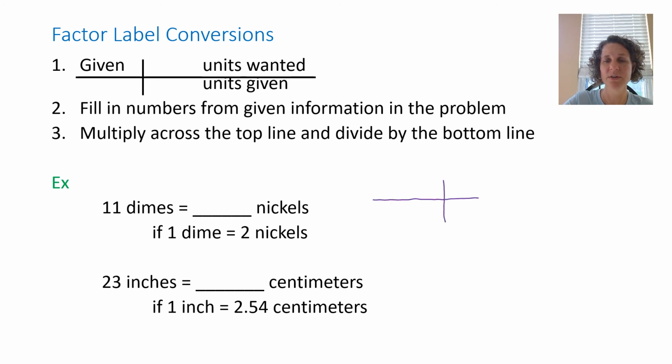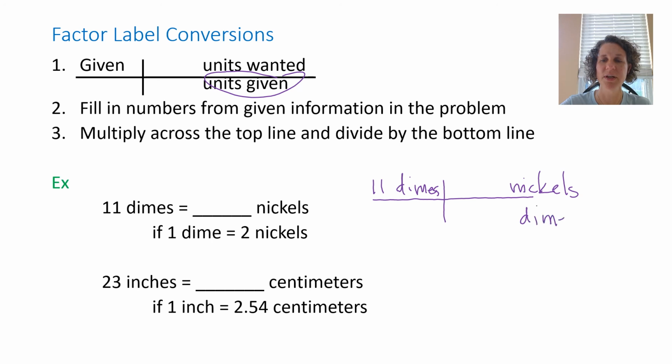So here's our little grid, and my given is what I know already. I know that I have 11 dimes. And then I know over here that what I want to end up with is nickels. So there's some nickels. And then this unit up here, it's always going to match what you started with. It's always going to be what your given is.